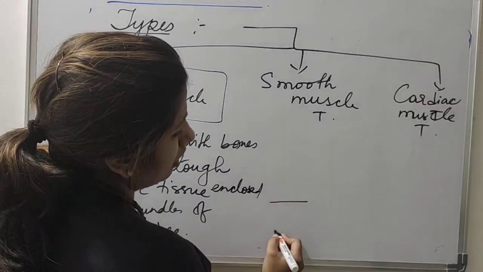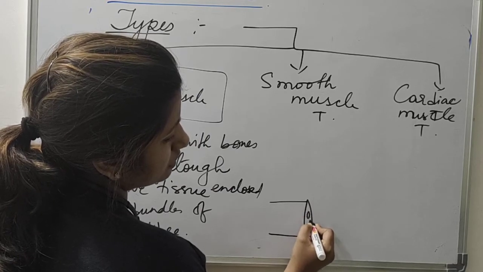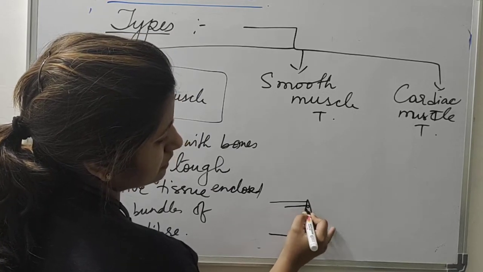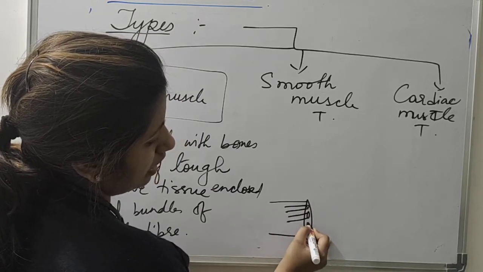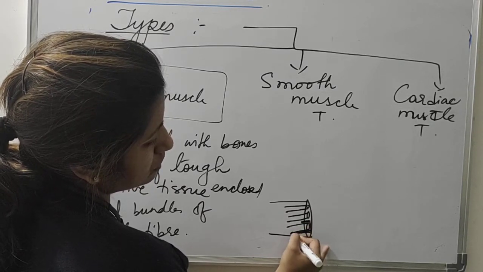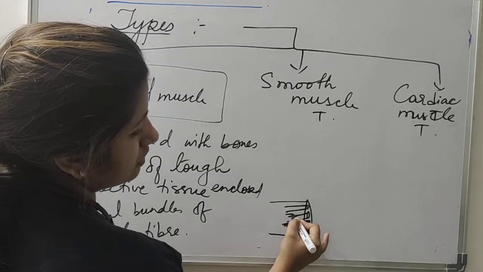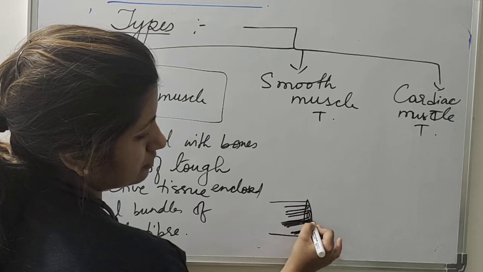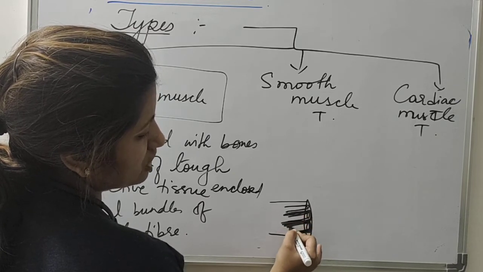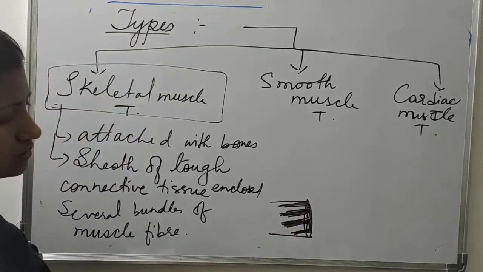So we see that in our muscle, this is a muscle bundle, and this is one fiber. These fibers are enclosed by connective tissue. Here the connective tissue is enclosing it, protecting it, surrounding it and forming a sheet around these fibers.